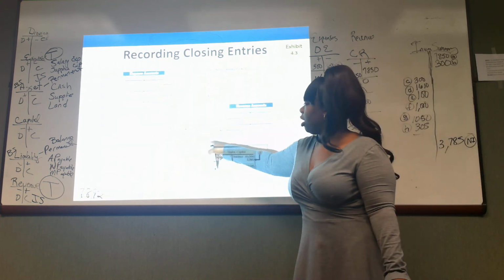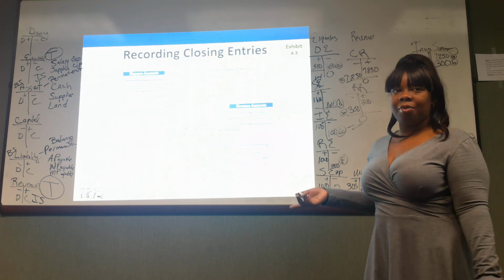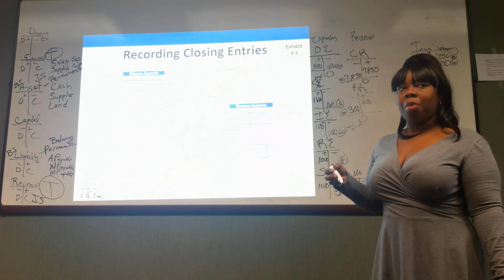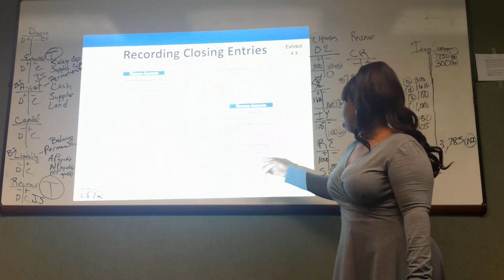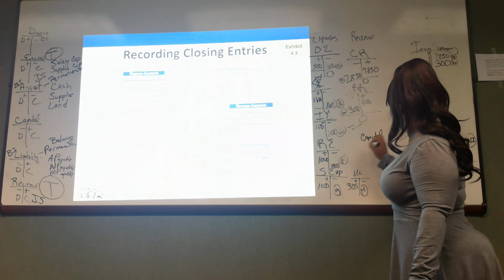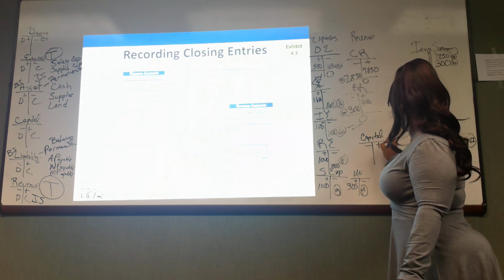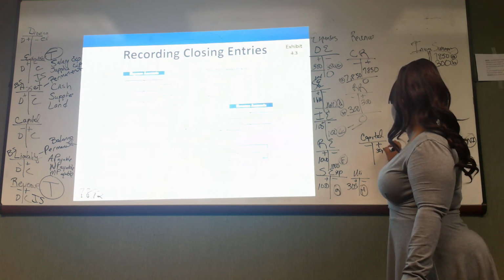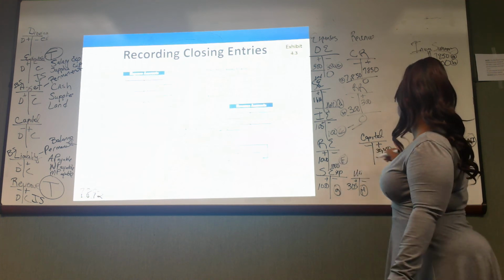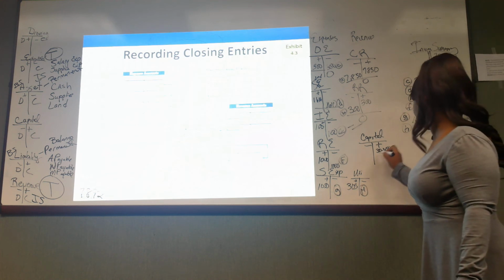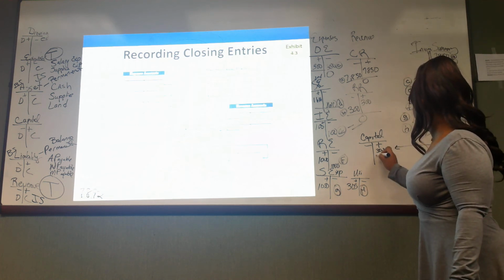So we're gonna take our net income, and where do we talk about moving net income to before? To capital. Our capital account. So we're gonna move it to our capital account. So let's do capital. Plus. The balance before was 30,000. So we're gonna add more capital. So we're gonna add this 3785.